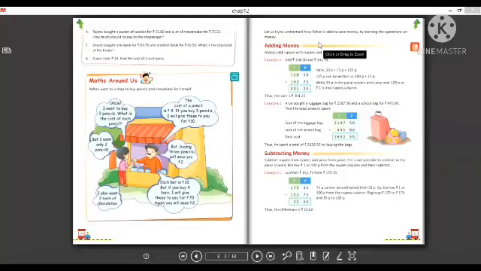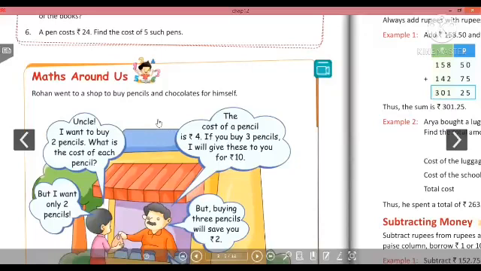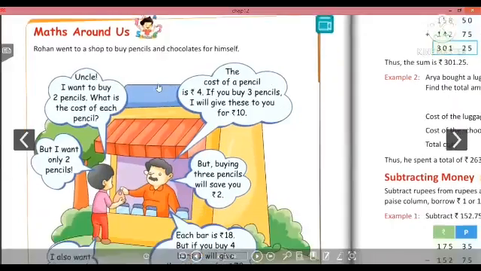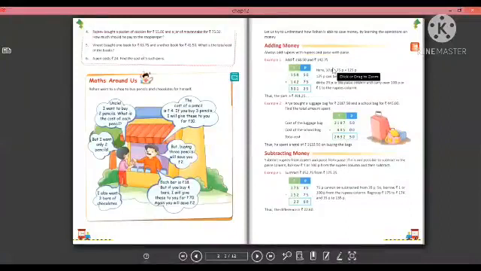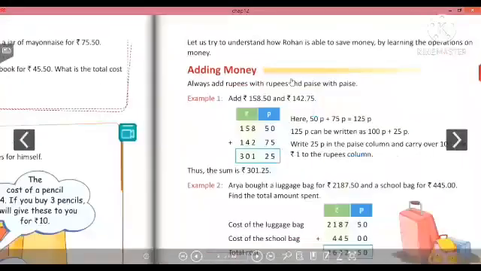So, in our earlier class, we completed up to question number 6 from the Let's Recall portion. In today's class, we will be starting the next topic, Maths Around Us. Rohan went to a shop to buy pencils and chocolates for himself. Many things are mentioned here: he wants to buy two pencils, and what is the cost of each pencil. In this context, we have to know how to add money, right?